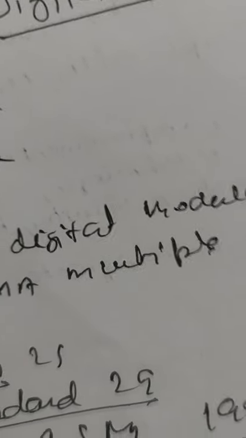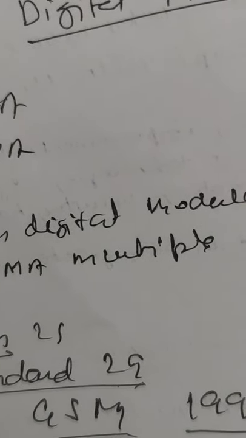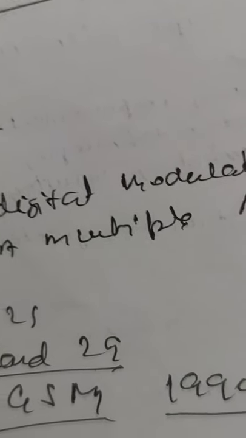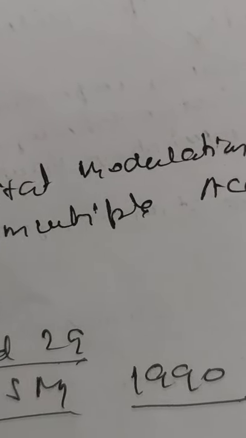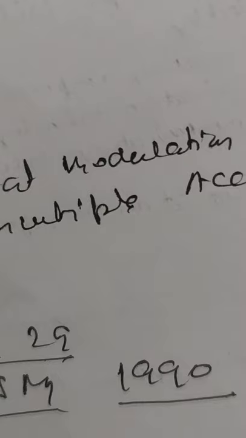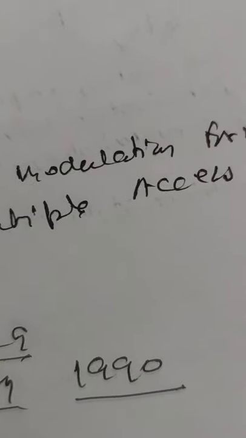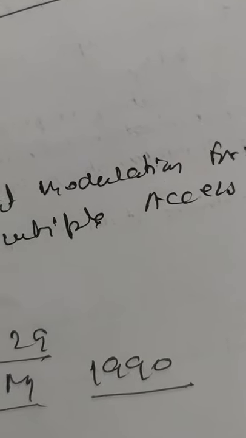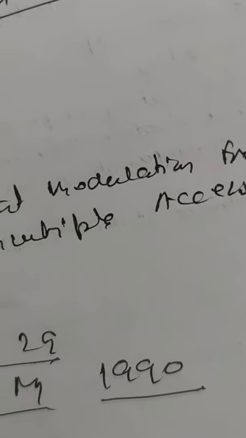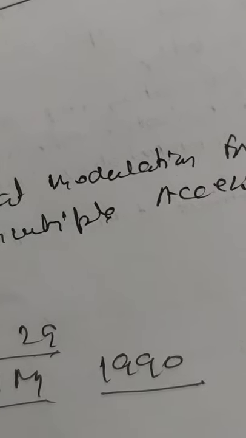It was used in many parts of the world. GSM uses TDMA technology, dividing the spectrum among many users. This technique was used in Europe, Asia, Australia, South America, and some parts of the US.